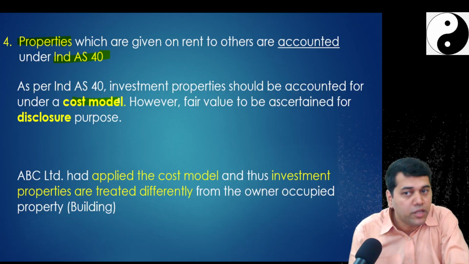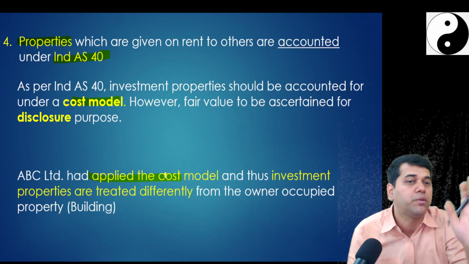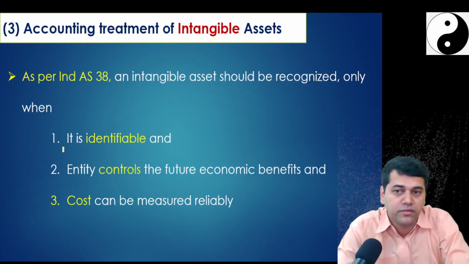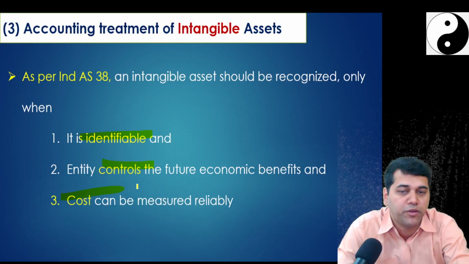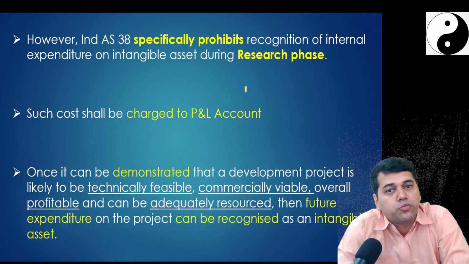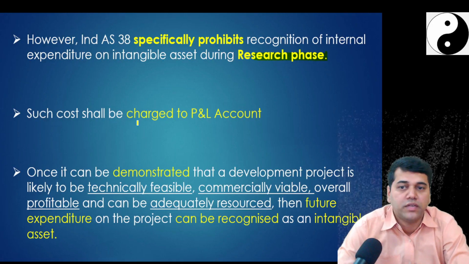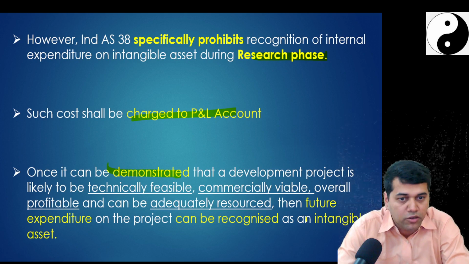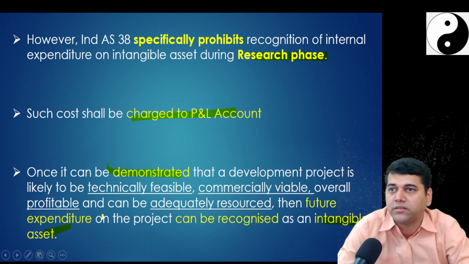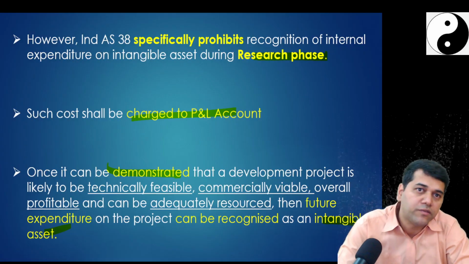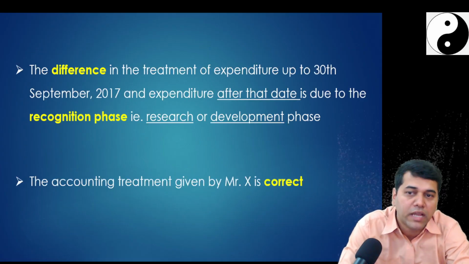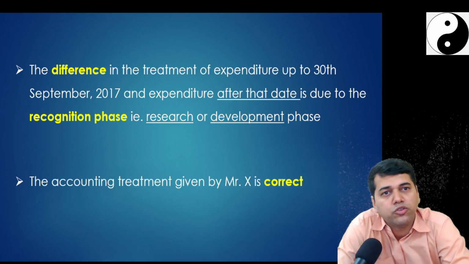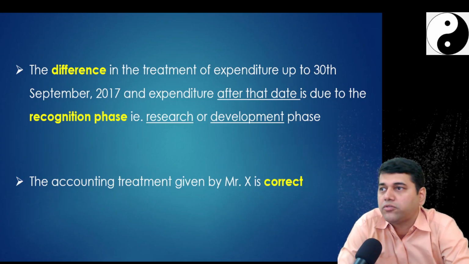Properties that are investment property, only the cost model is followed, fair value is not permitted. Intangible assets, yes, they should have been identifiable, control and cost should have been fulfilled. But you specifically prohibit research cost. That should go to P&L. And once the technical feasibility is developed, then you can capitalize as an intangible asset. So in the given case from 1st April to September, what you have capitalized was research. That treatment was correct. And from then you started to capitalize, that treatment is also correct.